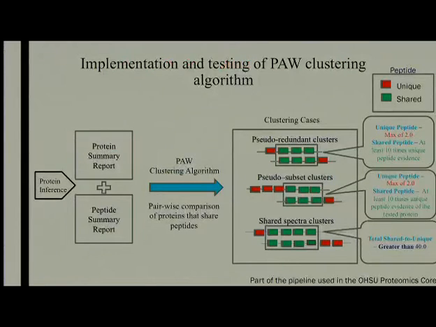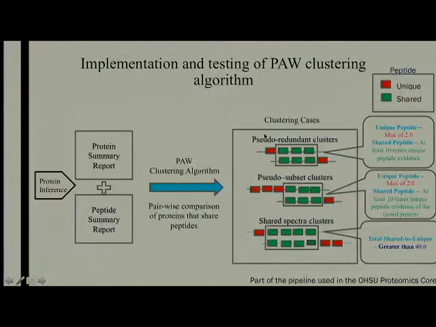The first thing we did was implement and test the PAR clustering algorithm on real biological samples. The PAR clustering algorithm is actually part of the pipeline that is used in the OHSU proteomics work. As I mentioned earlier, the clustering algorithm is implemented after the protein inference process with the basic parsimony logic, so it makes use of the protein and peptide reports generated from the protein inference. It performs a pairwise comparison of proteins that share at least one peptide to test for clustering. Based on the unique and shared peptide spectral counts, there are three ways that a pair of proteins can be clustered. You can have pseudo-redundant clusters.